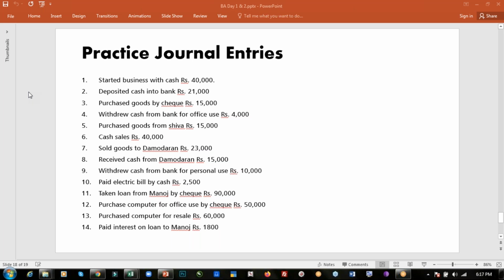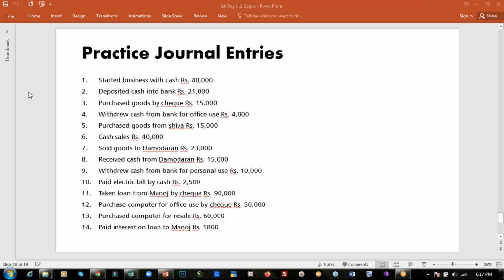All right, because we are withdrawing the cash for the office use. Office use means it's a normal withdrawal entry. So cash is coming into the business, so cash we have to debit, and we are withdrawing from the bank. So bank amount is going out. That's why bank we have to credit. Cash account debit to bank account will be the entry.